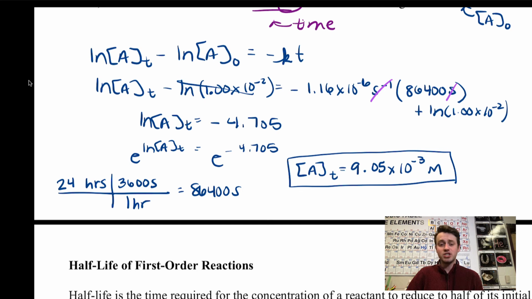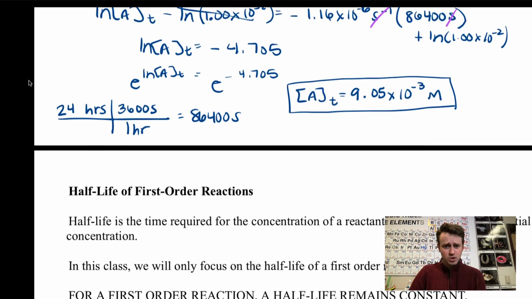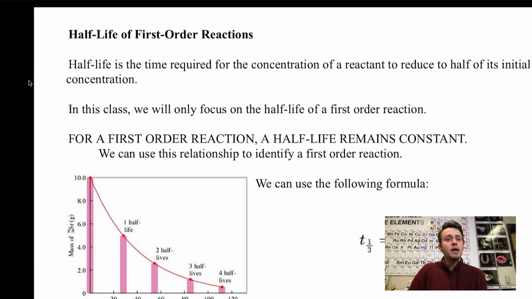So that's how we're going to use this. That's going to be very typical of how we do it for zero order and second order as well. The only thing that's different is the formula we use. But that is how I would find that.